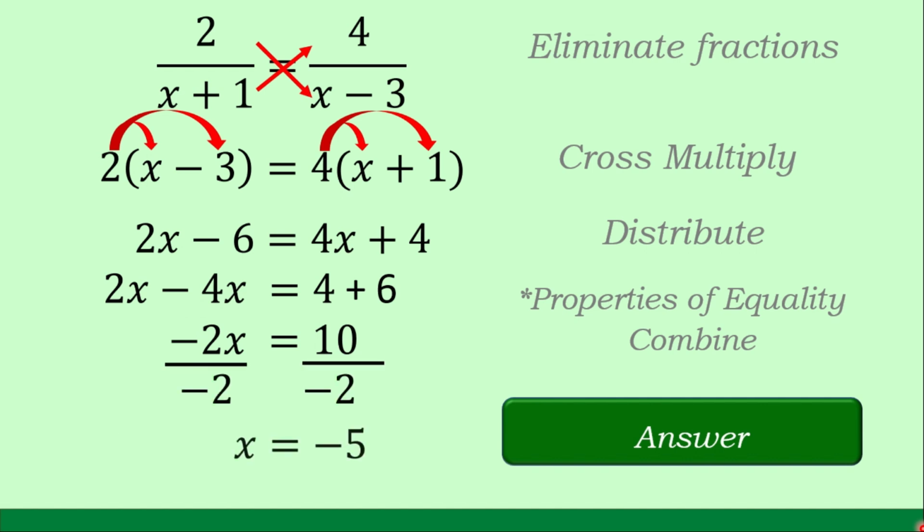We can cancel negative 2, and the result will be 10 divided by negative 2 will give us negative 5. And that will be the value of x. x is equal to negative 5.